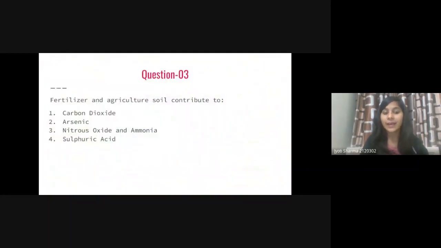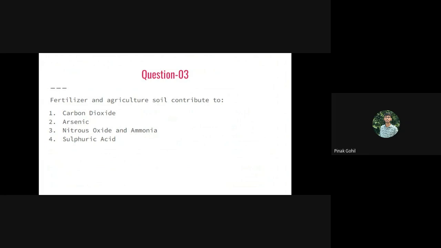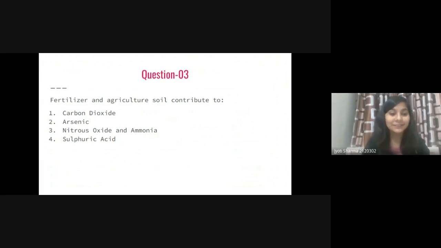Okay, next question: fertilizer and agriculture soil contribute to what? I have four options. Nitrous oxide and ammonia. Pinak already gave me some answer, but I'm expecting answers from some other people. The options are carbon dioxide, arsenic, nitrous oxide and ammonia, and sulfuric acid. Pinak already gave me answer C. You can relate the fertilizer, which kind of compound you use in the fertilizer. Based on that, you can give the answer to me.